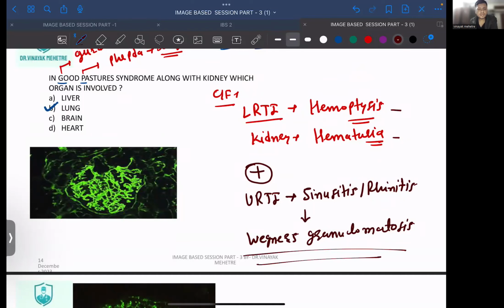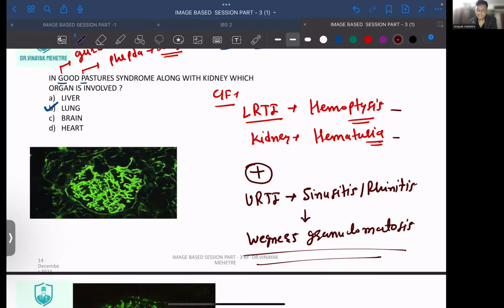Understood? It's tricky. The exam is never going to be easy unless you understand everything. LRTI plus hematuria, the answer is Goodpasture syndrome. LRTI, hematuria plus sinusitis, meaning a runny nose, the answer is Wegener's granulomatosis.